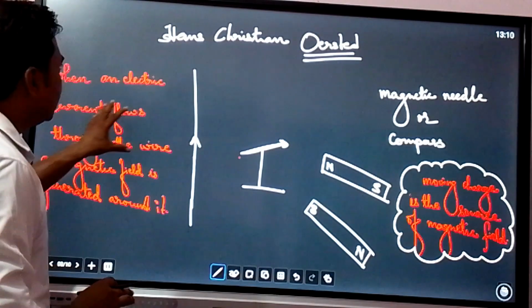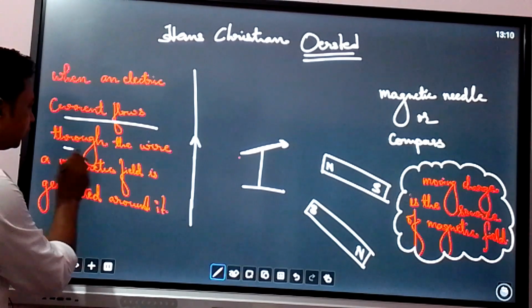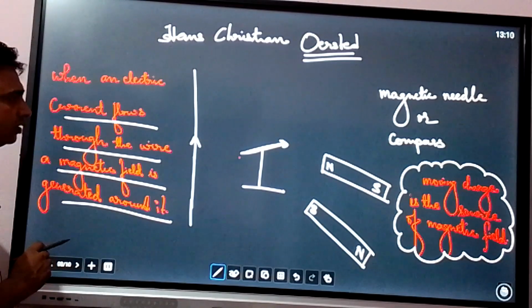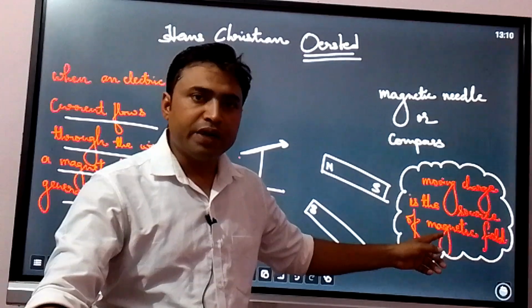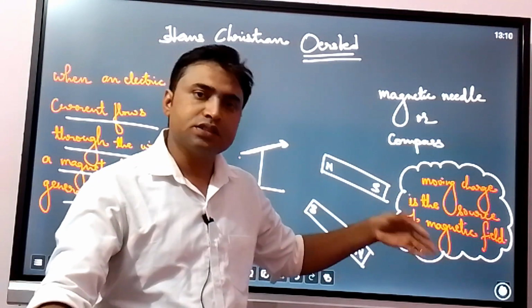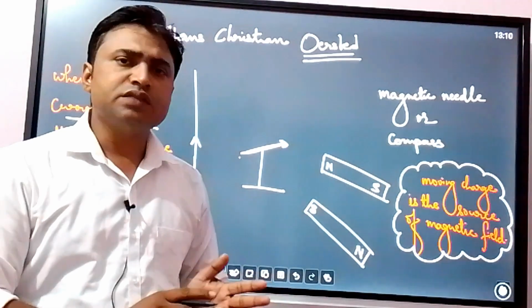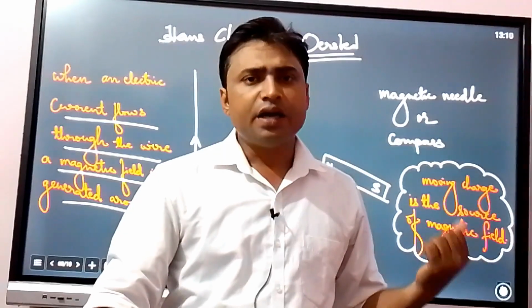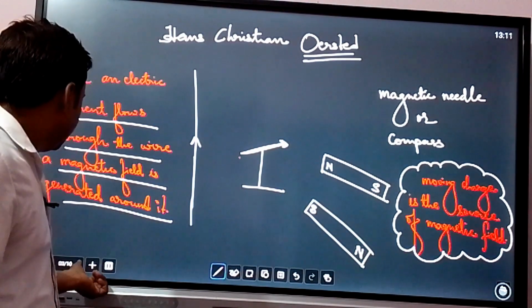So here we see that when an electric current flows through a wire, a magnetic field is generated around it. It means current, that is, moving charge, is the source of the magnetic field. Moving charge is the source of the magnetic field, or moving charge means current is flowing, means there is a presence of the current.